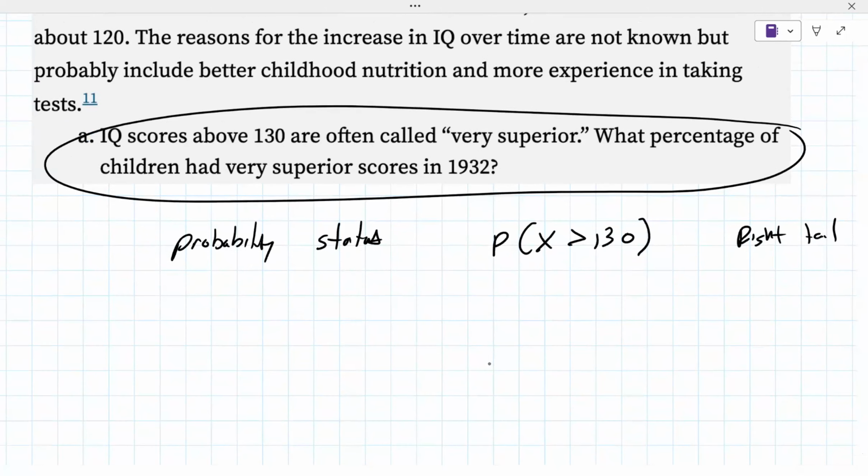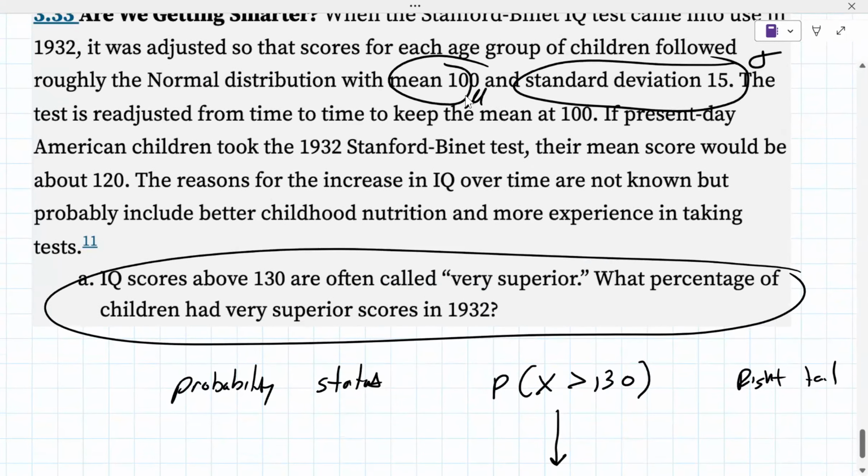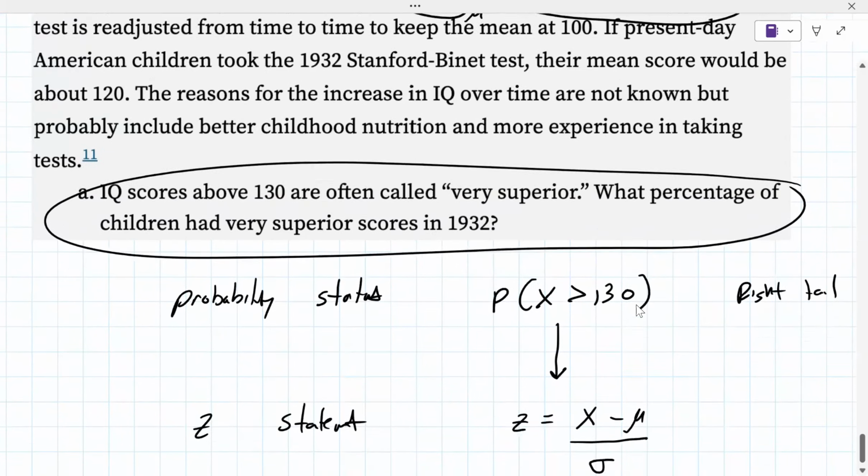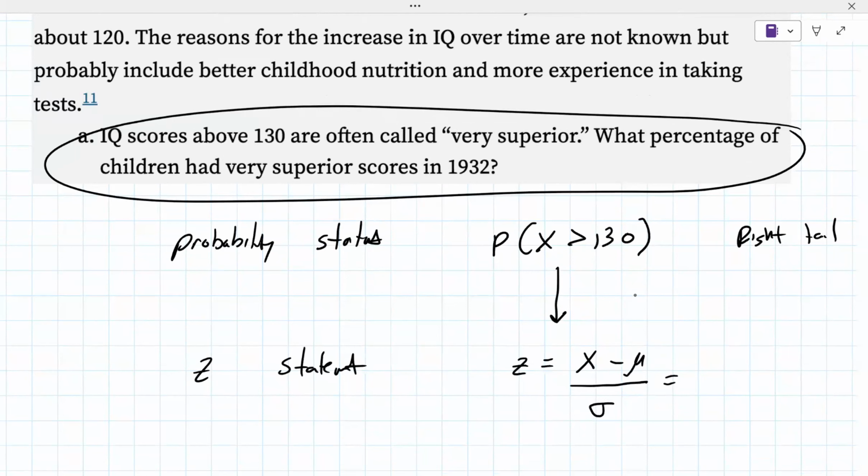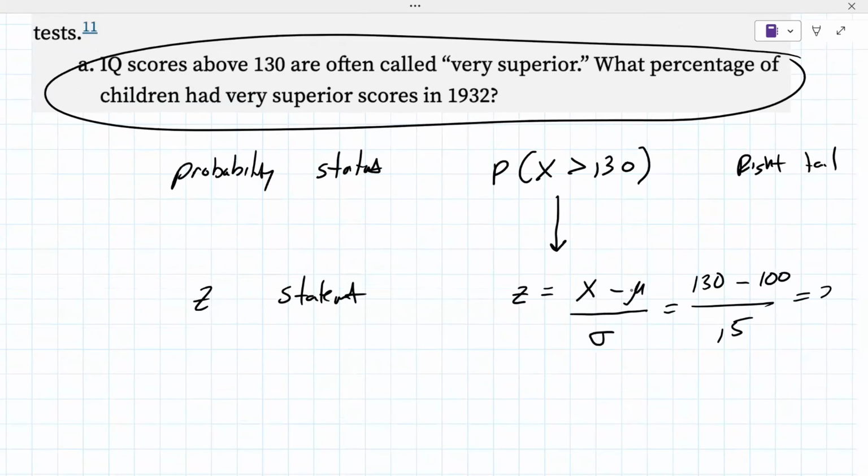Now, what's most common is to convert this to what I call a Z statement, or Z, it ends up being a Z score. Z is equal to X minus mu over sigma. Have you seen that in class? Okay. Do you have a mu? Yeah, it's 100. Do you have a sigma? 15. Right. So if you're using a formula, you better have all the numbers. 130 minus 100 over 15. This ends up being 2. So your Z statement is the probability that Z is greater than 2.